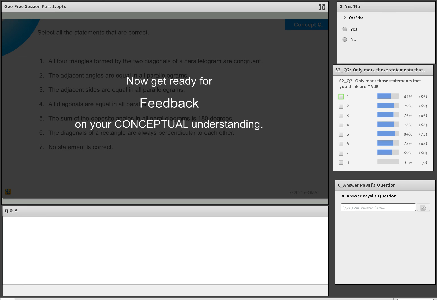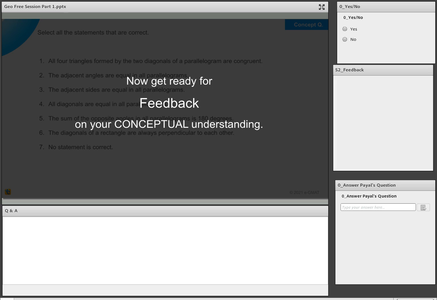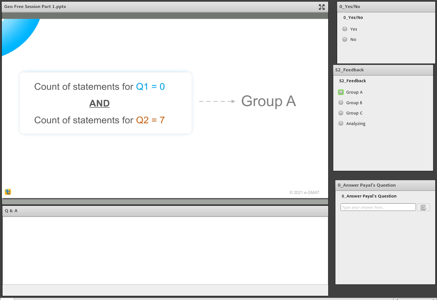Now, here is the feedback time. Take the count you already have, and I'm going to show you this poll. You have to make a decision, based on your count, whether you fall in group A, group B, or group C. So I want all of you to click on analyzing. Thank you to the folks who started doing that already. That's good. Now, I'm going to give you the criteria for group A.